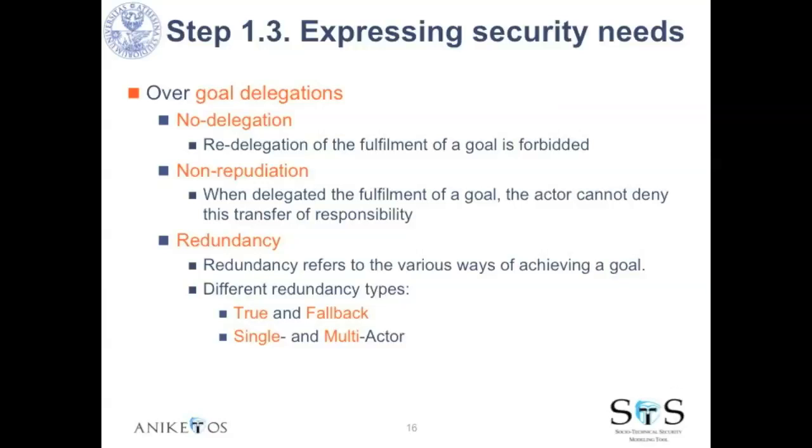Depending on the goal one wants to achieve, it might require more ways of achieving it to be executed in parallel, and this is true redundancy. Or it might require that the other party has at least one possible way to achieve the goal, and if that doesn't work out, it has to find some other strategy to achieve the goal. And that is fallback redundancy. In these 2 types of redundancy, the one achieving the goal might be just one single actor, or it could be several actors at the same time. That's why we distinguish between single and multi-actor redundancy.